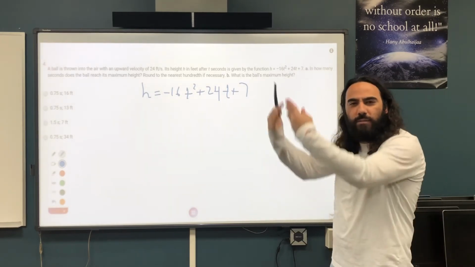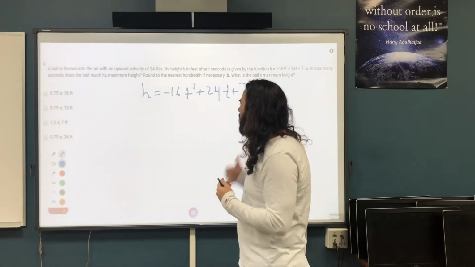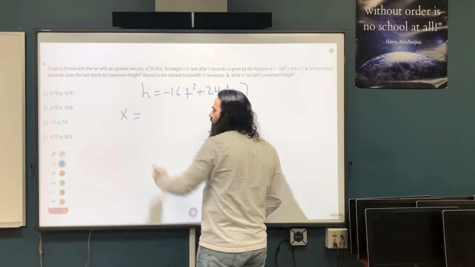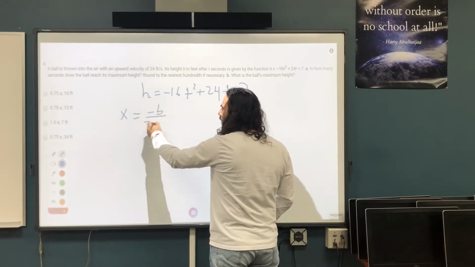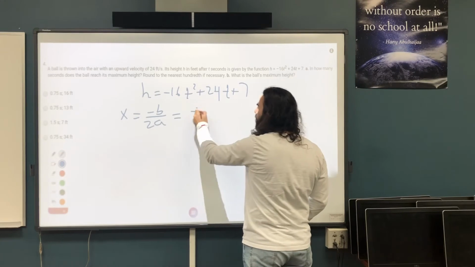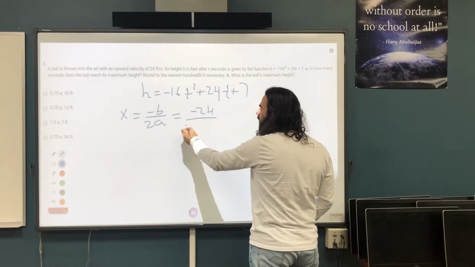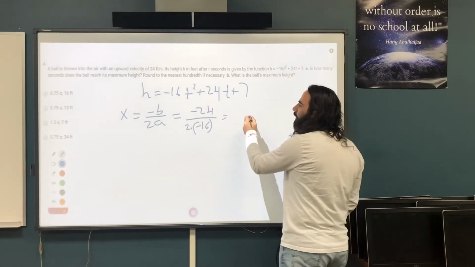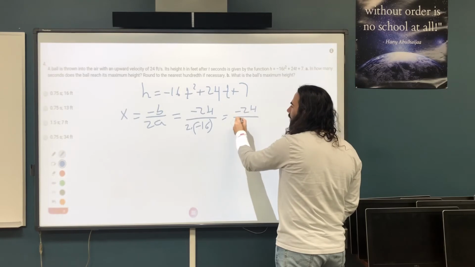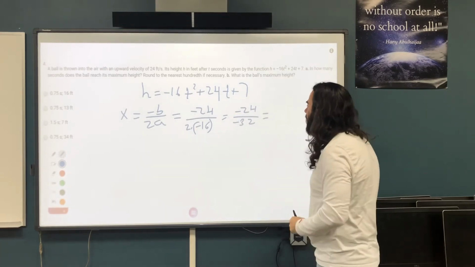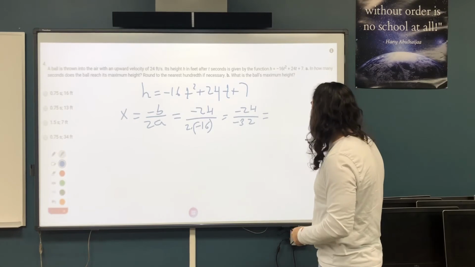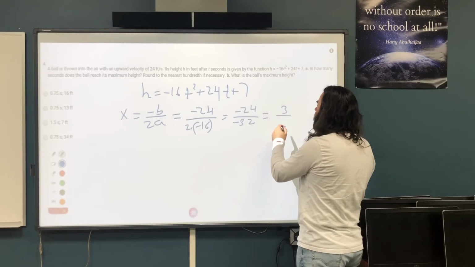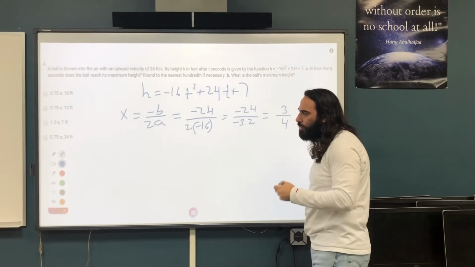Guys, it's easy. To find the maximum, and after how many seconds, we just use the formula negative b divided by 2a. So negative b is negative 24, divided by 2 times a, 2 times negative 16. So it's going to be negative 24 divided by negative 32. If we want to simplify it, we divide by 8: 3 over 4. So it's 3/4, which means 0.75.